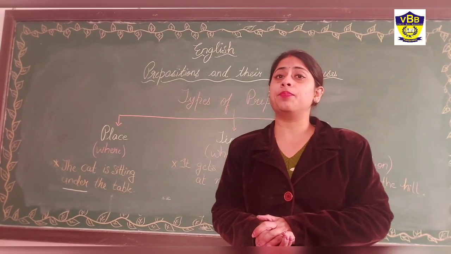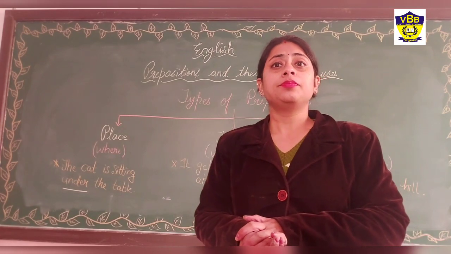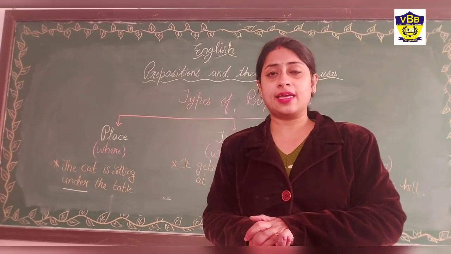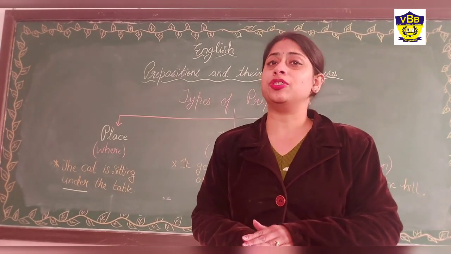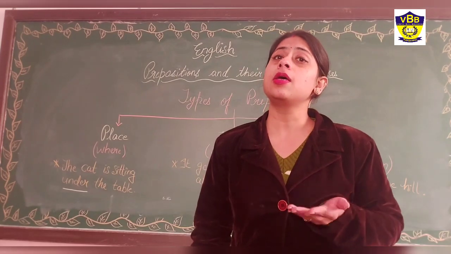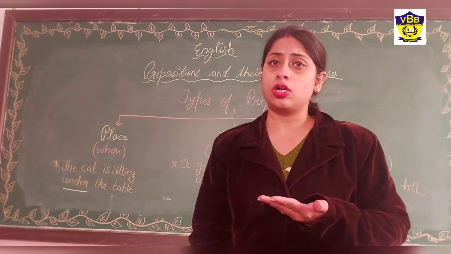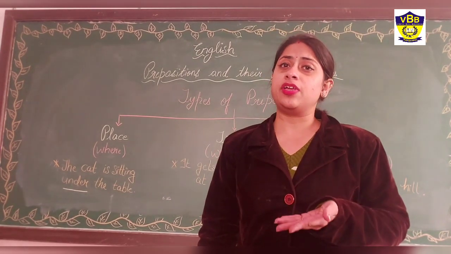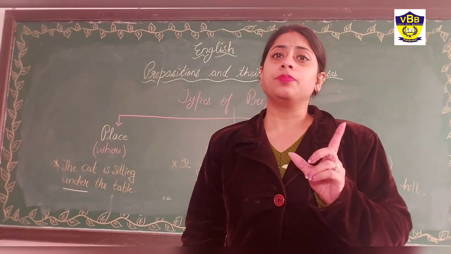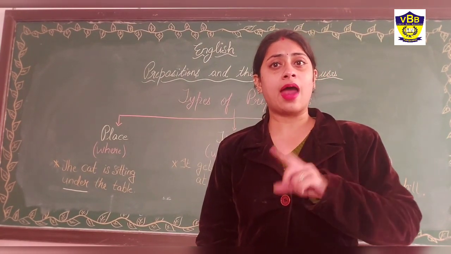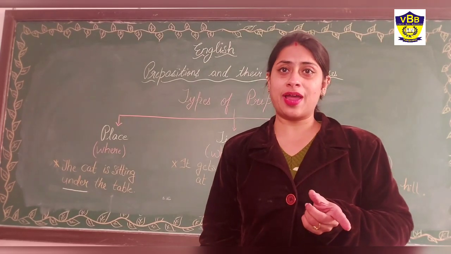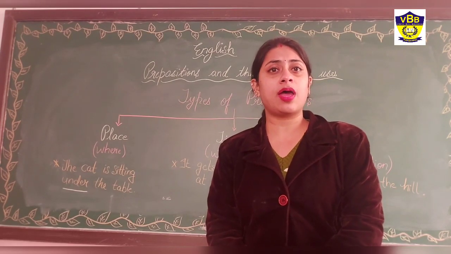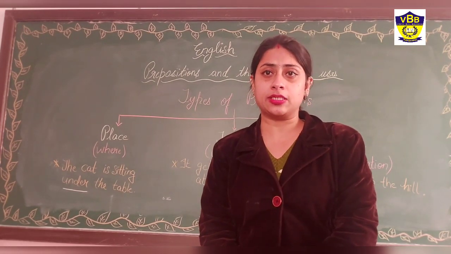Where is the cat sitting? Under the table. The books are kept on the desk. Where are the books? On the desk, right. So on will be your preposition of place because it is telling about the books, which is a noun, and whenever we are using one word to show the link between a noun and another word, that will be our preposition, right? So that's why we will place a preposition between them.